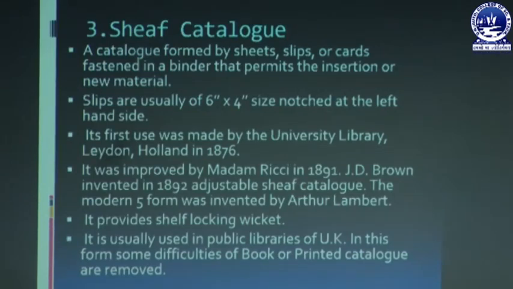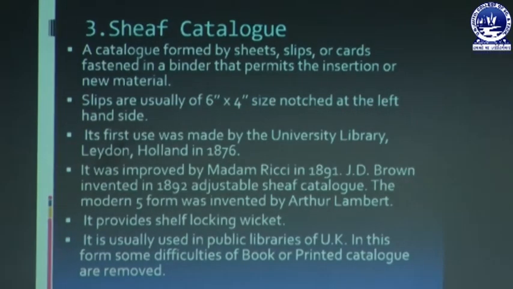Then the sheaf catalog. It is a catalog which permits insertion of new materials. It is in a very consensual way. In European countries it is much more accessible and provides information, but in India it is not possible to access all the information. It was first used in the University Library of Lyon in 1876. In 1892, it also had very rich content, and every European country could access all the information, but it is lacking in contemporary features. The difficulty is that it does not give much information to its users.